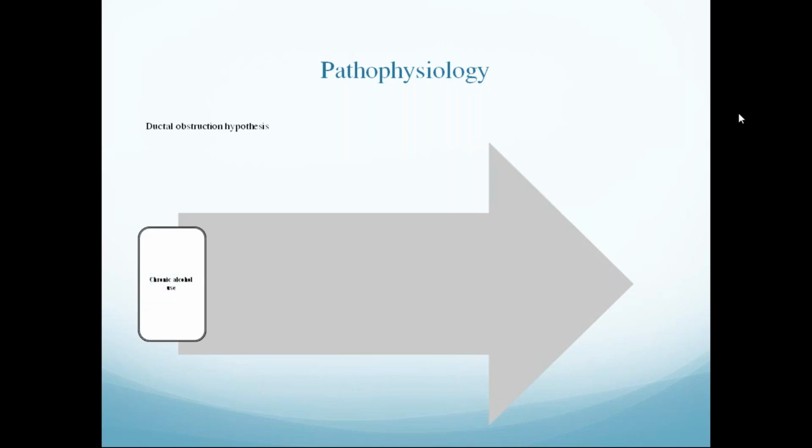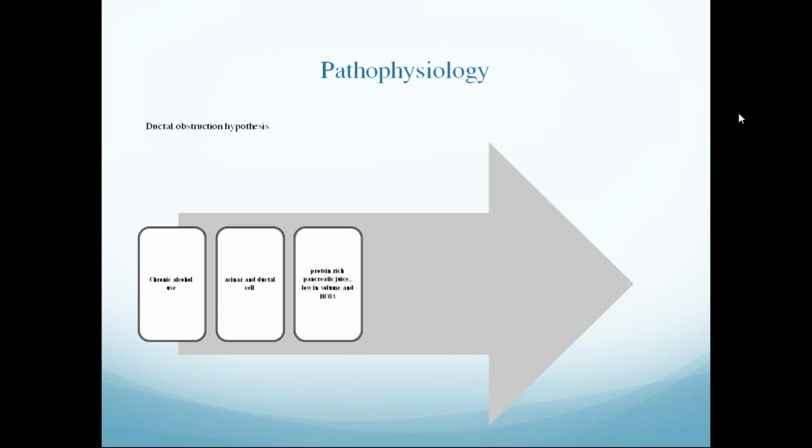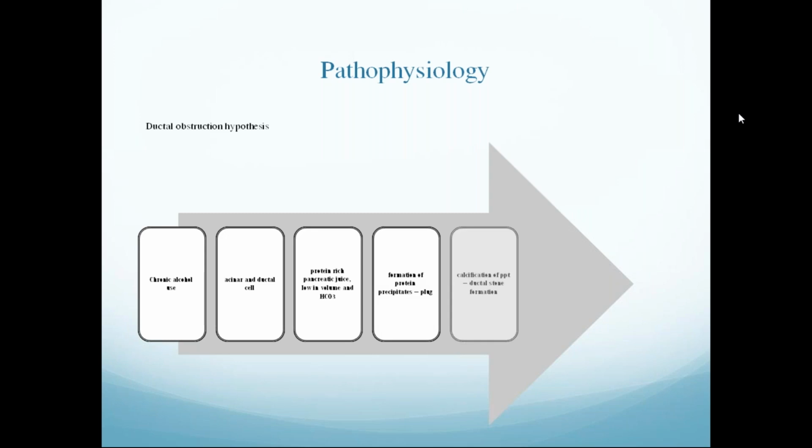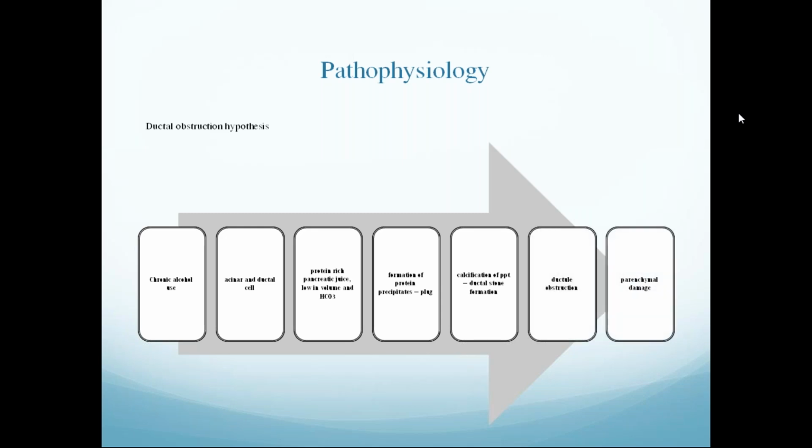So pathophysiology, there will be ductal obstruction hypothesis. This is one of the pathophysiological conditions where chronic alcoholic usage causes SNR and ductal cell destruction, which causes protein-rich pancreatic juice and low in volume in bicarbonate level, and formation of the protein precipitates, the plug formation and calcification of the plug, and ductal stone formation and ductal obstruction. So there will be parenchymal damage. So in the pathophysiology, these are the chronic conditions that cause the ductal obstruction. Maybe any of these conditions.